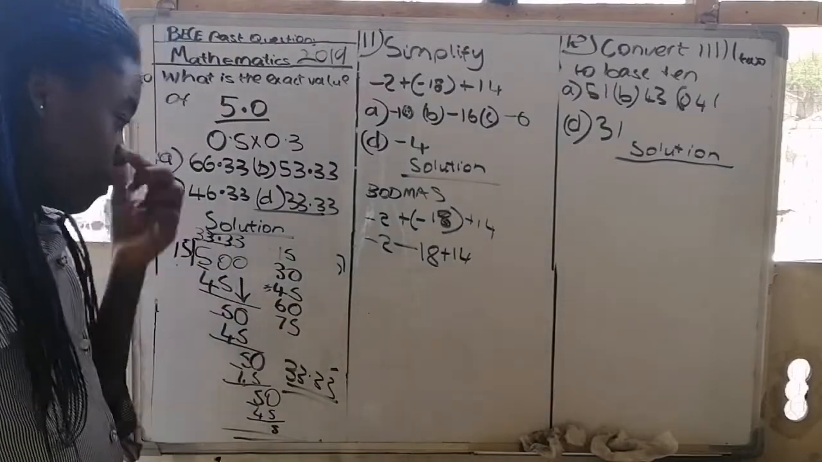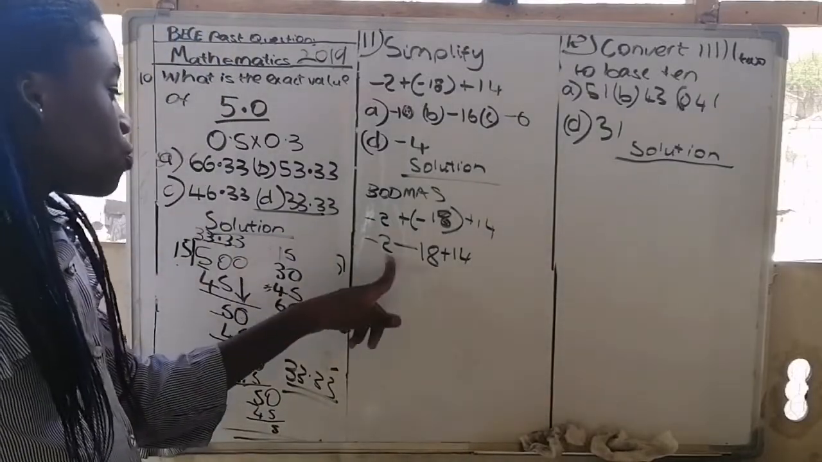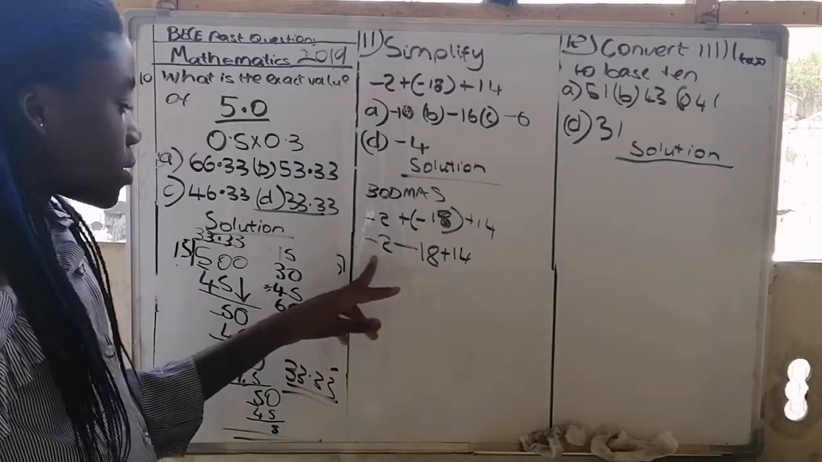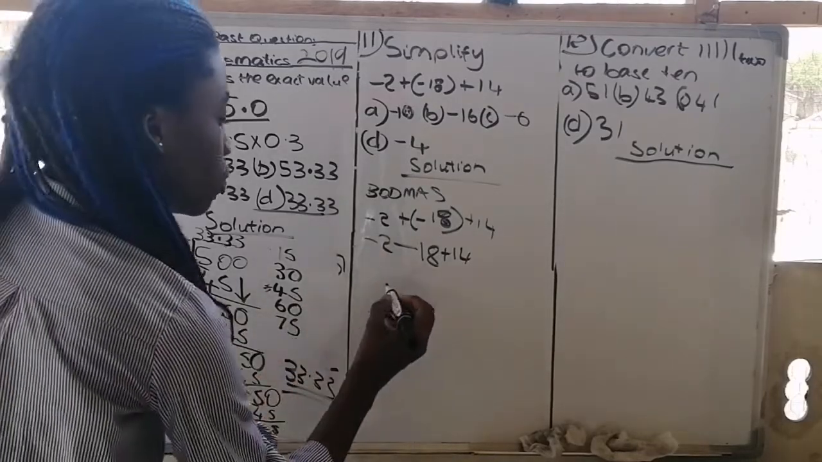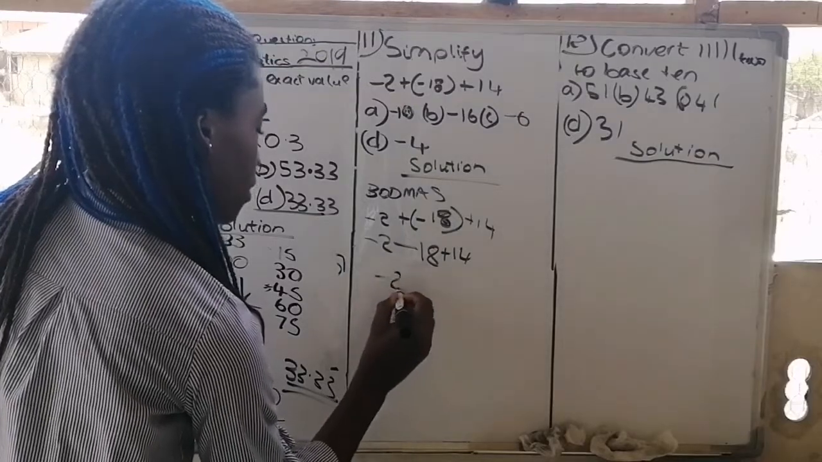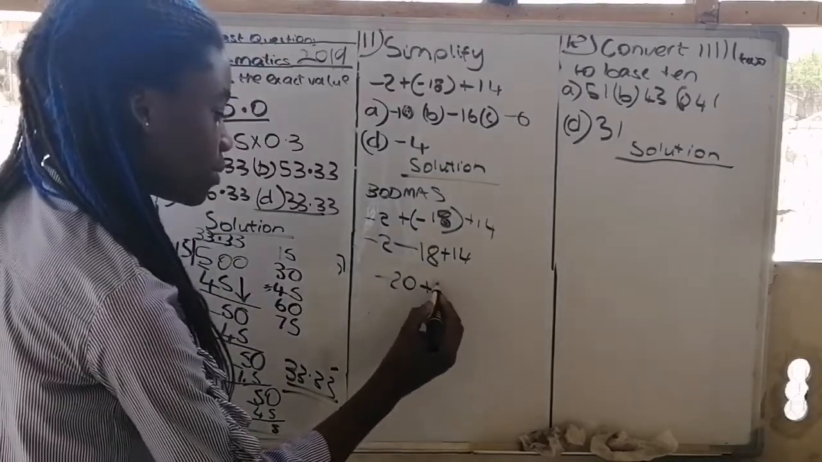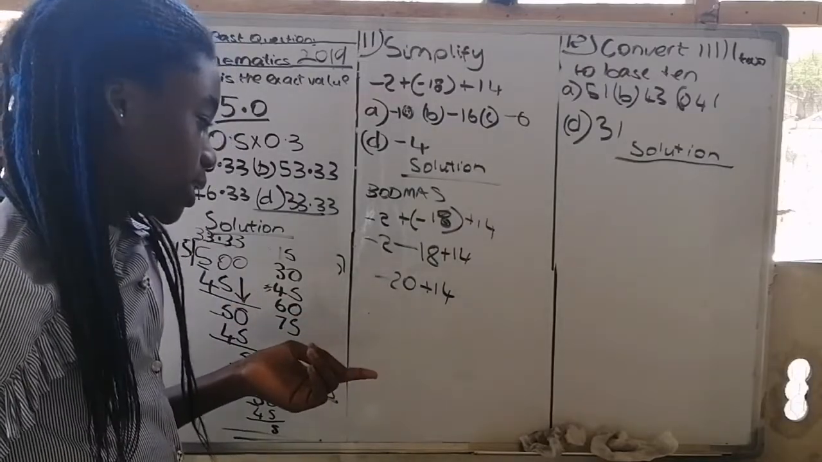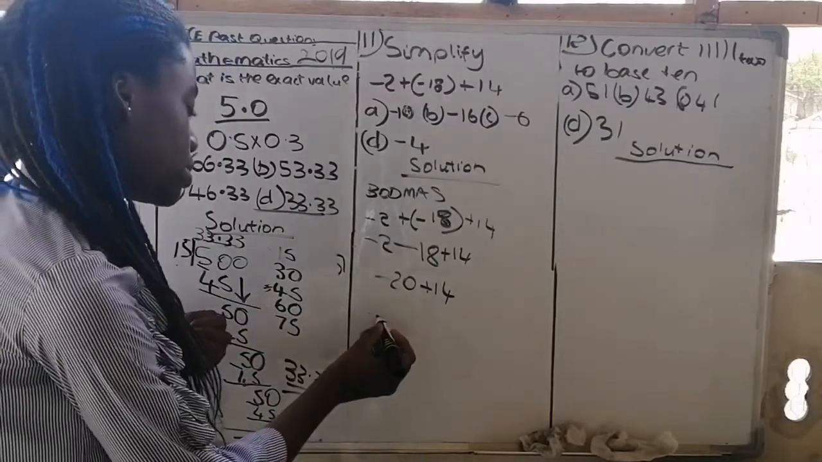Okay, so let's solve. -2 -18 plus 14. So now let's just solve this together. This will be -20 plus 14. So -20 plus 14 should be -6.